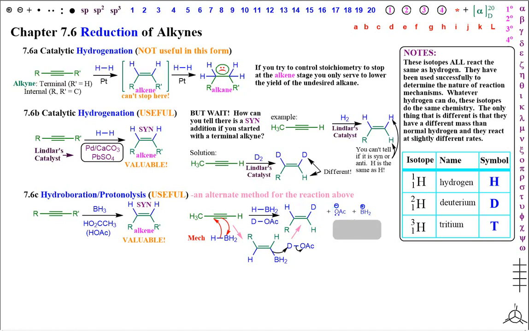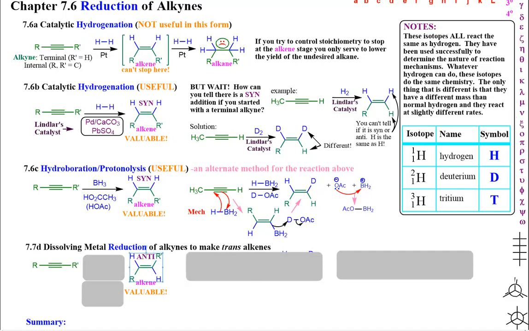And acetate and borane cation, they combine. You're not responsible for showing me side product mechanisms, but if you're curious, this is what happens, giving this result right here. But this is the important thing right here, making our alkene. So now we have access to cis alkenes from alkynes, and we need to have access to trans alkenes because they are equally valuable.